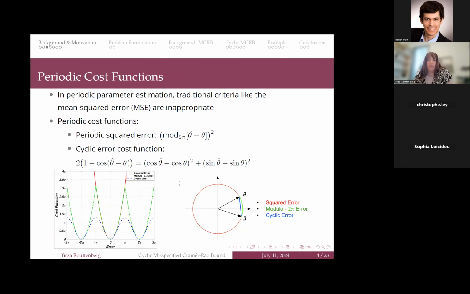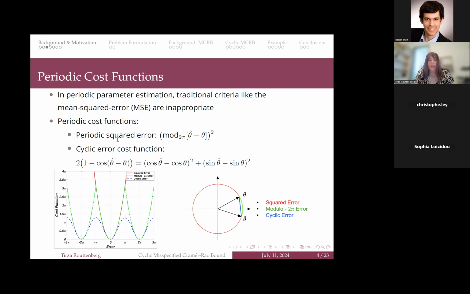Again, I don't need to convince the audience here, but in periodic parameter estimation, traditional performance criteria like the mean squared error, which is the traditional performance measure in estimation theory, are inappropriate, and we need to replace them with a periodic cost function. So we can think about the modulo 2 pi estimation error here in this talk. Theta hat is our estimator and theta is the parameter that we want to estimate. If I take the modulo 2 pi of this estimation error and then the square, this is what we call the periodic squared error.